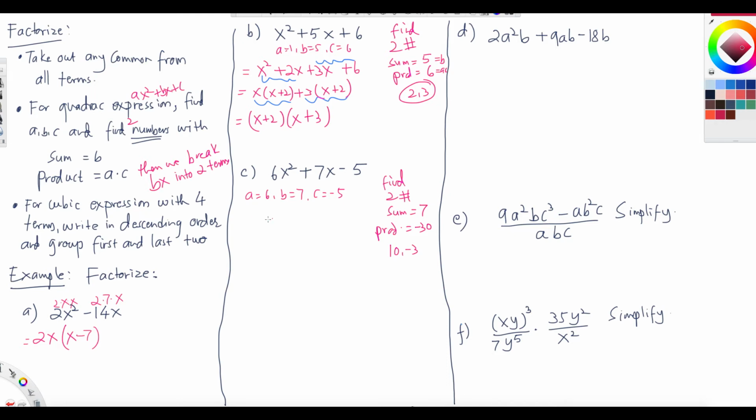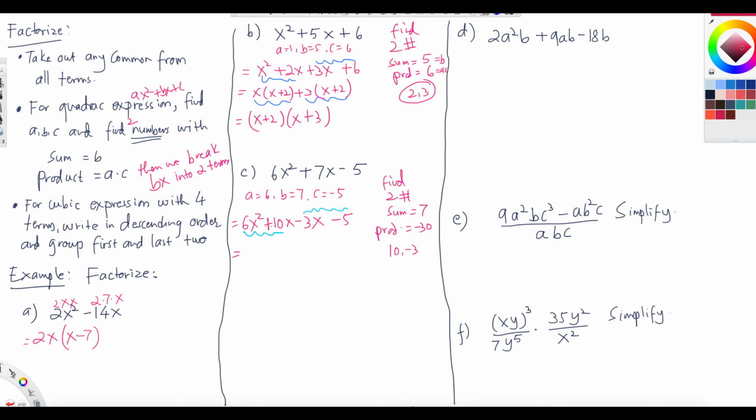So we will break that. We copy the first and last term: 6x squared minus 5. The middle term we break into these two numbers, so plus 10x minus 3x. After you do that, you group the first two and the last two, and then write down the common factor outside from each group.